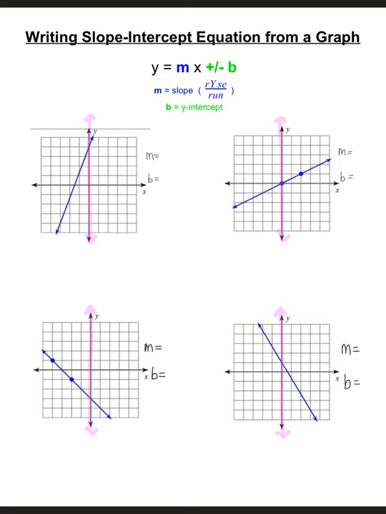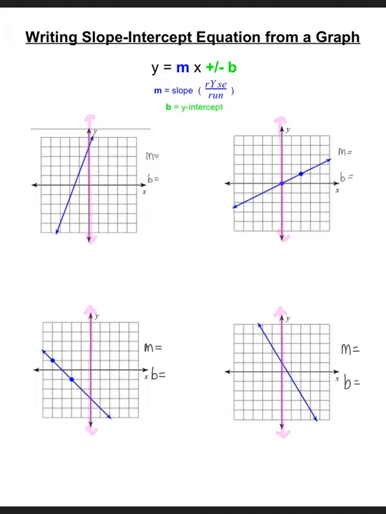So in this video, I'm going to go through writing the slope-intercept equation from a graph. The slope-intercept equation is y equals mx plus or minus b. The m, remember, is your slope, rise, y on the top, over run. And the b is the y-intercept, where the line crosses the y-axis. So we're going to have to figure out the m and the b for each graph in order to create the equation. Let's start with the slope.